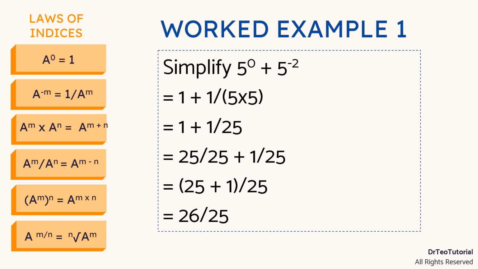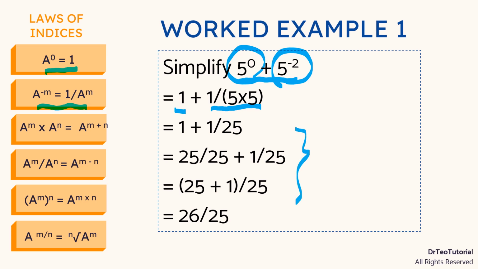In this first example, you have the terms 5 to the power 0 plus 5 to the power minus 2. You are required to simplify it. For the first term, 5 to the power 0, you can use the first rule to simplify it and get 1. The second term, 5 to the power minus 2, you can use the second rule. It becomes 1 over 5 squared, which is the same as 1 over 5 times 5. Then you go through the mathematics, and eventually you get the answer 26 over 25.